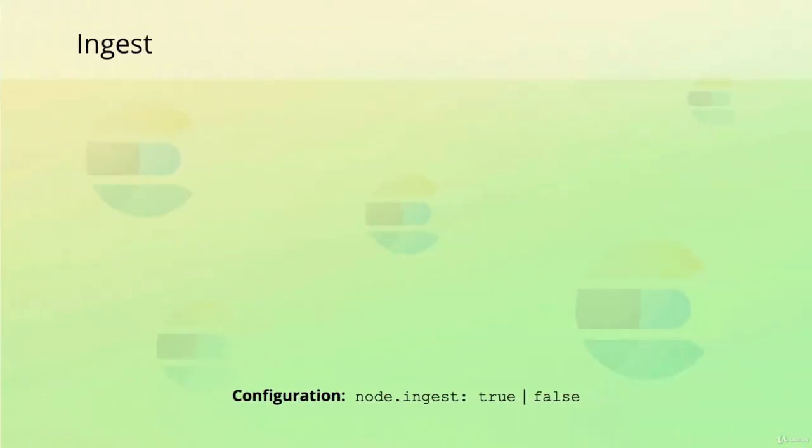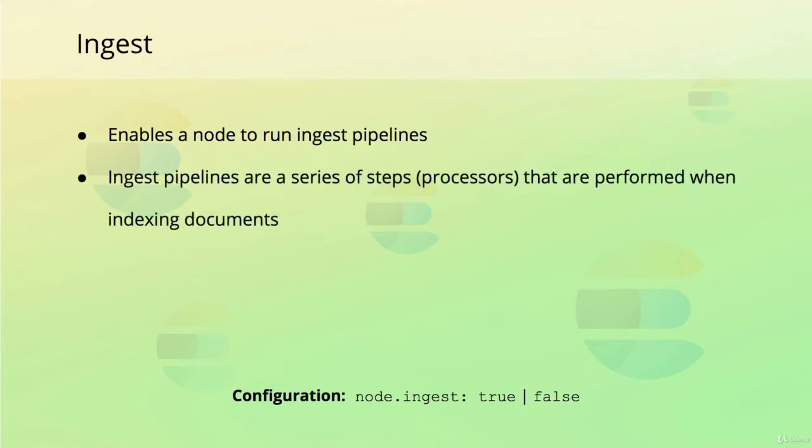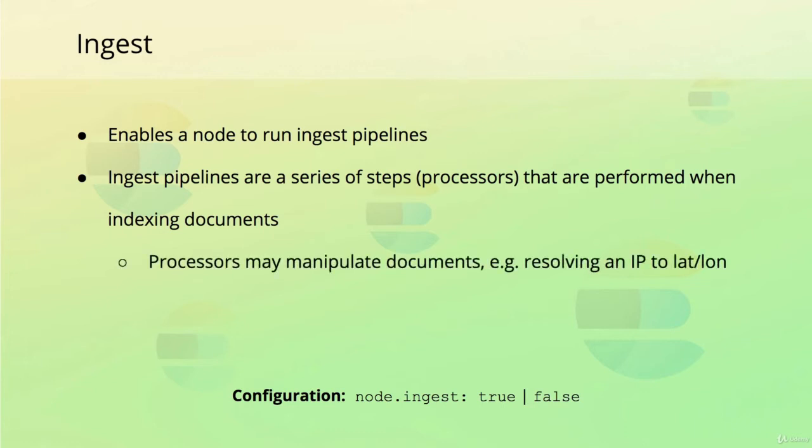The next role I will talk about is one named ingest, which enables a node to run ingest pipelines. That requires a bit of background knowledge. An ingest pipeline is a series of steps that should be performed when ingesting a document into Elasticsearch. Ingesting refers to adding a document to an index. The steps are formally referred to as processors, and they may manipulate documents before they are added to an index, such as adding and removing fields or changing values.